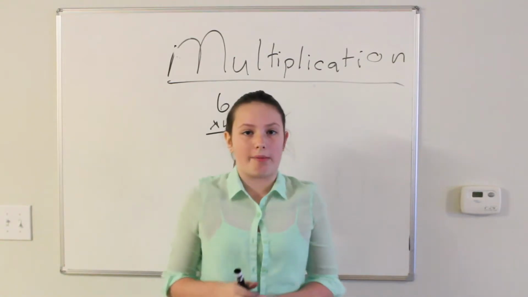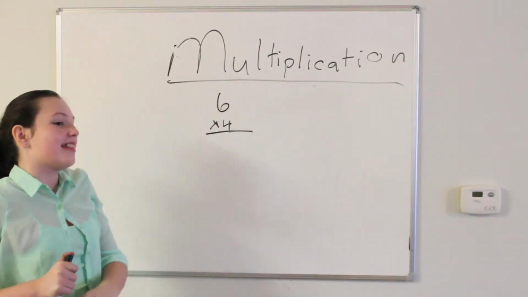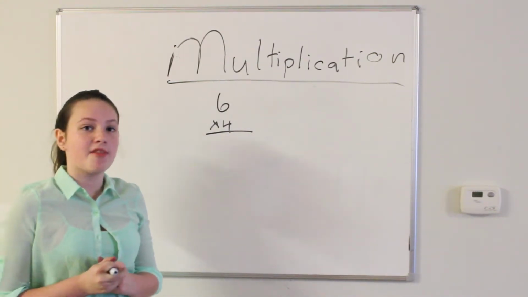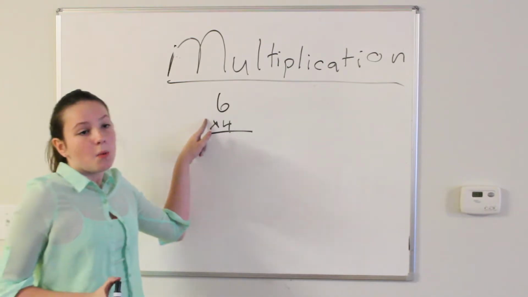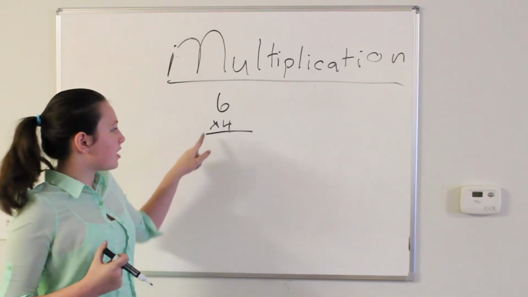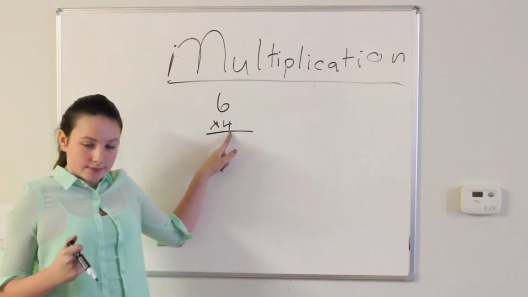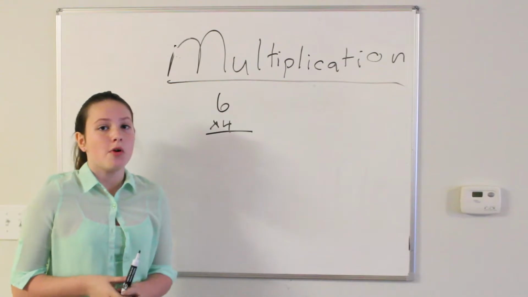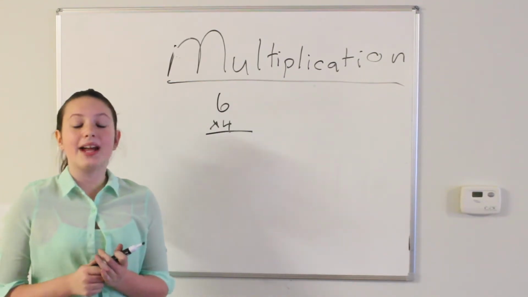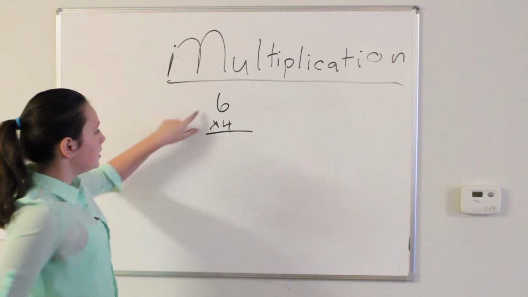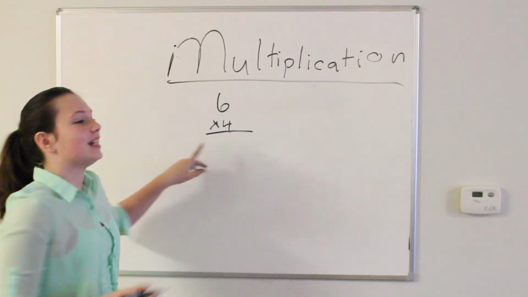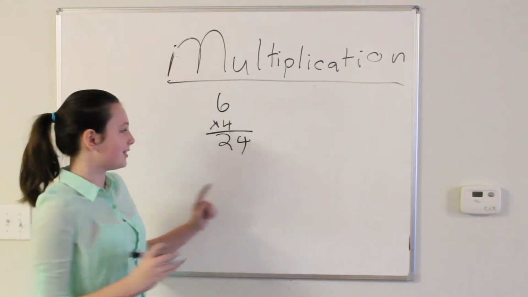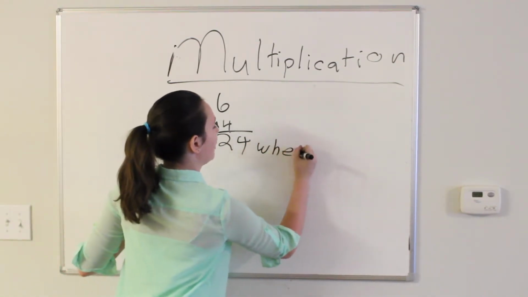Now let's do a word problem. Let's say that these big trucks have 6 wheels. Somebody goes up and buys 4 of the big trucks. To figure out how many wheels they have, we would have to multiply. So 6 times 4, like we discussed, equals 24. Which means that the person that bought those trucks has 24 wheels.